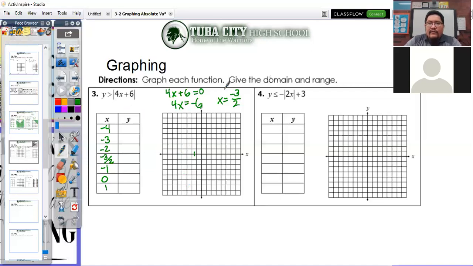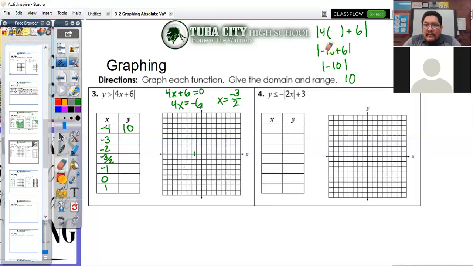evaluating each of these. So the absolute value of 4x plus 6. And let's see, the first one we're going to do is -4. So 4 times -4 is going to be -16, plus 6. Add these two together, and we get -10, and that would give us +10. So I know we got 10 here.